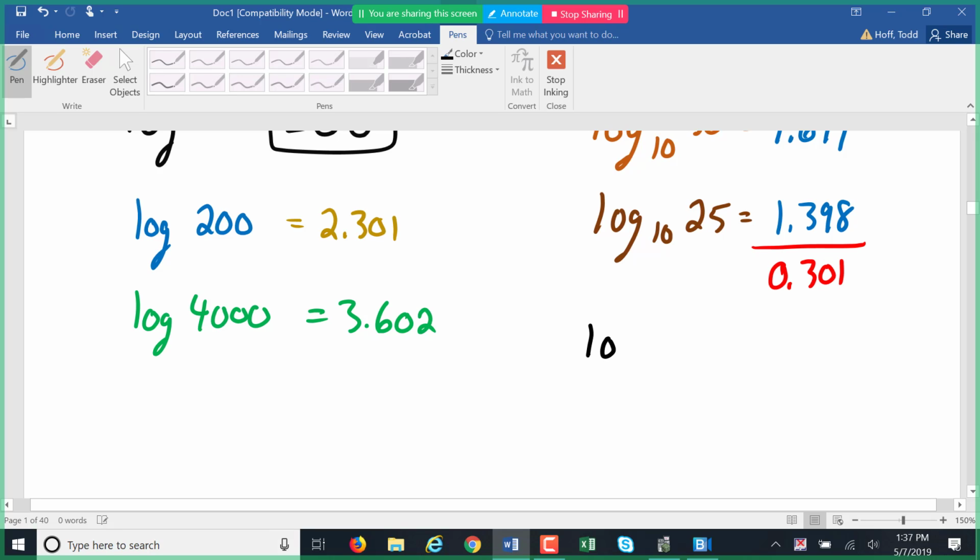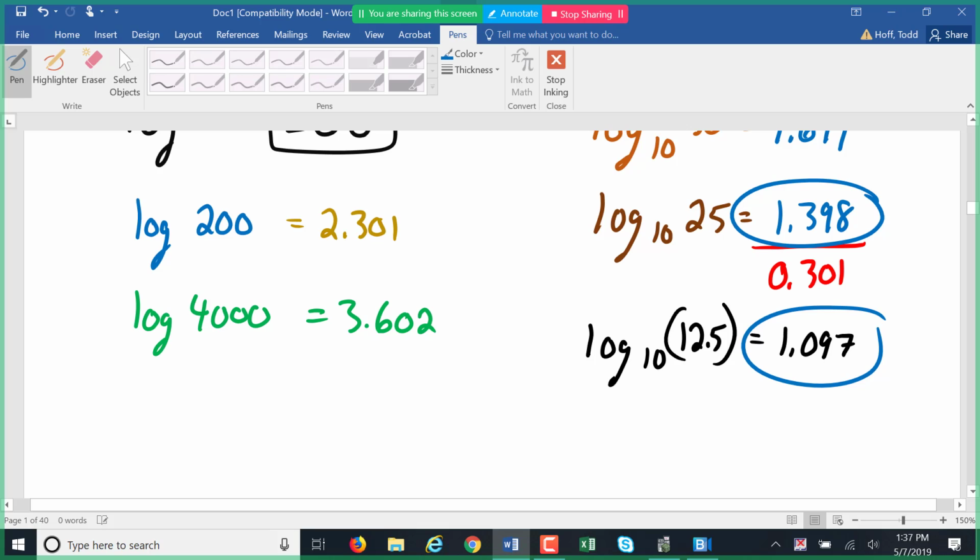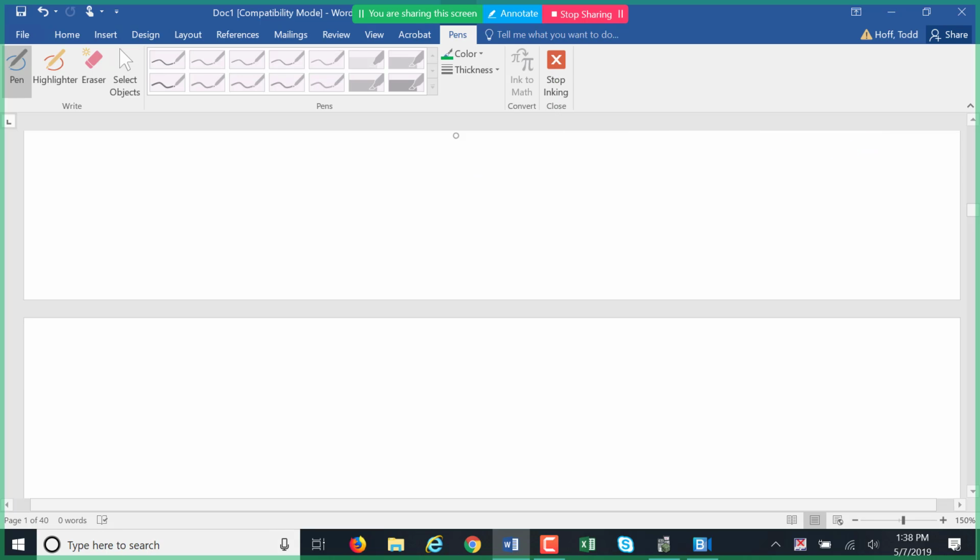But let me do log base 10 of 12.5. You get 1.097. What's the difference between those two? 0.301. In log base 10, if you cut the number in half, the log goes down by 0.301.